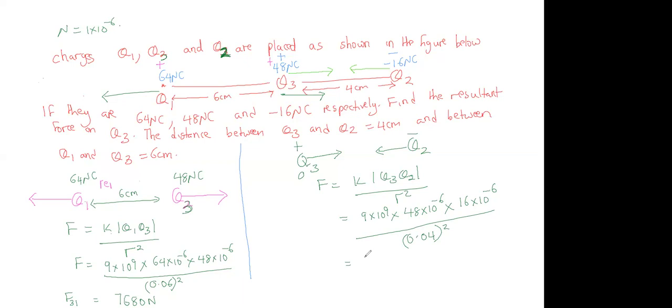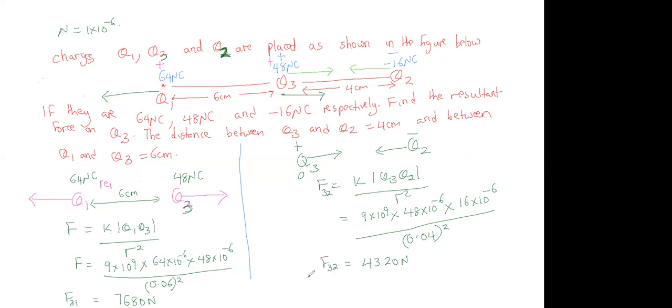Members, place it on your calculator. Four, three, two, zero. 4320. Okay, good. 4320 newtons. Now, what are we going to put? So this is the force on Q3 due to Q2.